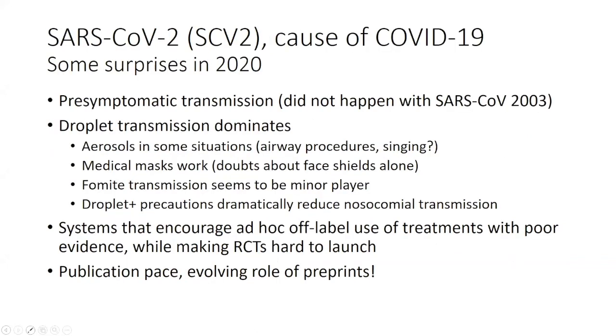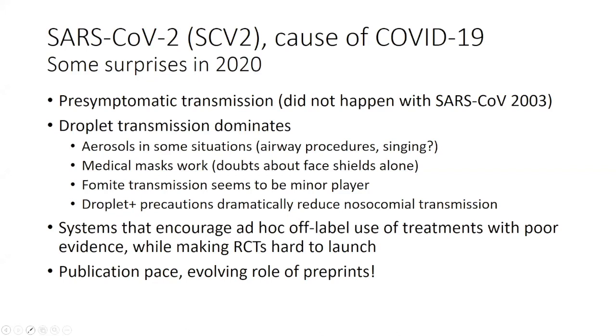The SARS-CoV-2 epidemic, COVID-19, has provided some surprises, and I think it's worth noting these, not that I'm going to explain them, but that we still have some unanswered questions. So we know that there's pre-symptomatic transmission, and this is a major distinguishing factor between this virus and the one that caused the epidemic in 2003.